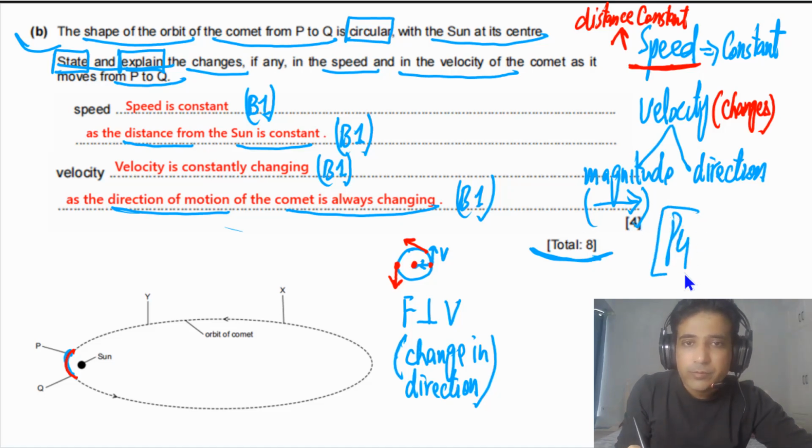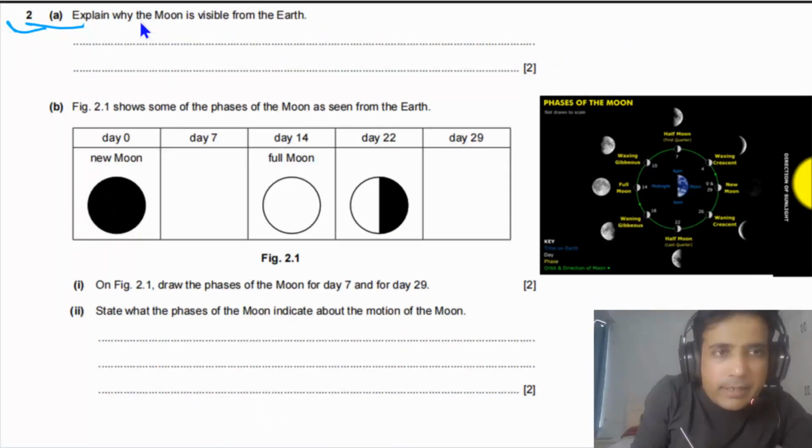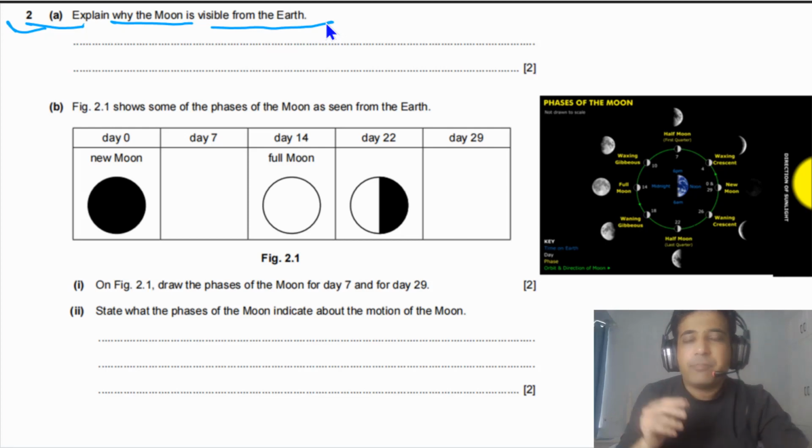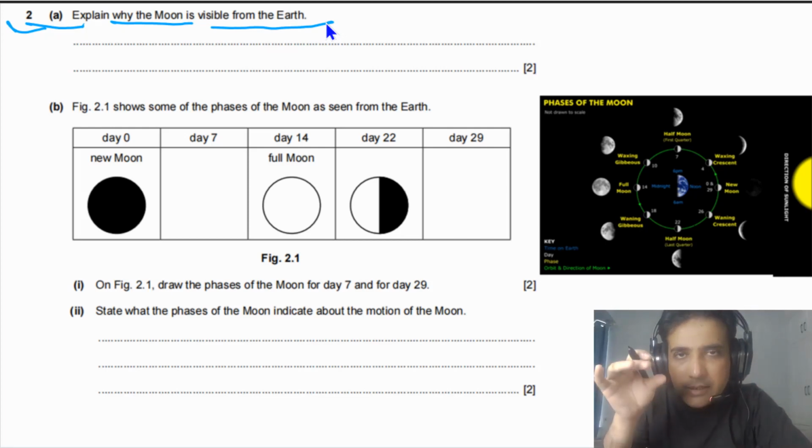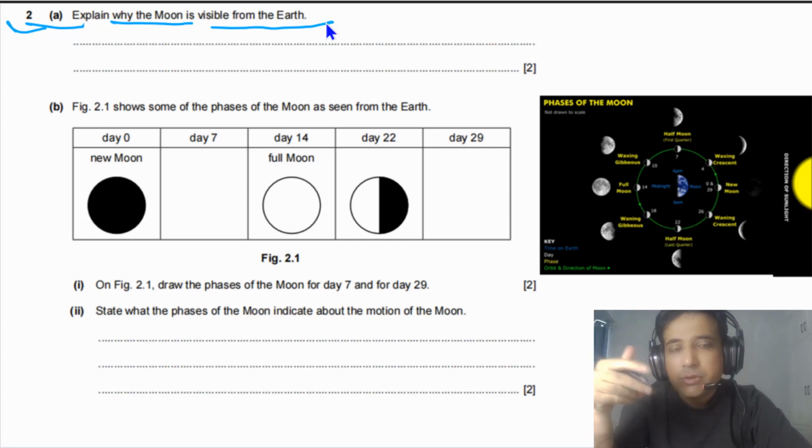Paper 4. So it's very important for the paper 4 exam. For question number 2, part A, we need to explain why the moon is visible from our planet. Moon is a satellite and the moon is orbiting around our planet. So this is a natural satellite and the moon does not emit any kind of light, but still we can see the moon. So how do we see the moon?